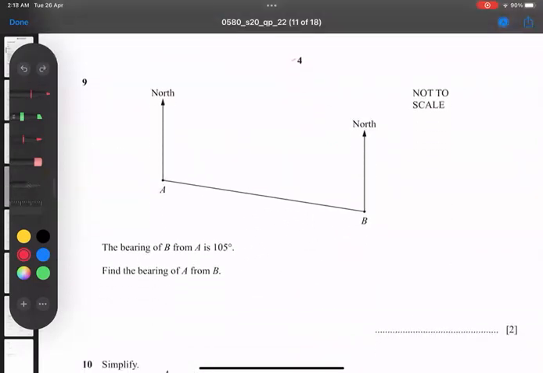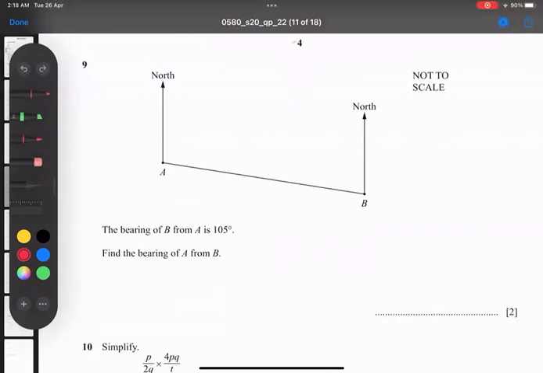So let's talk about the next question, number 9. He said bearing. We have two criteria for bearing. Rule number 1: face towards north. Face towards north. Okay.